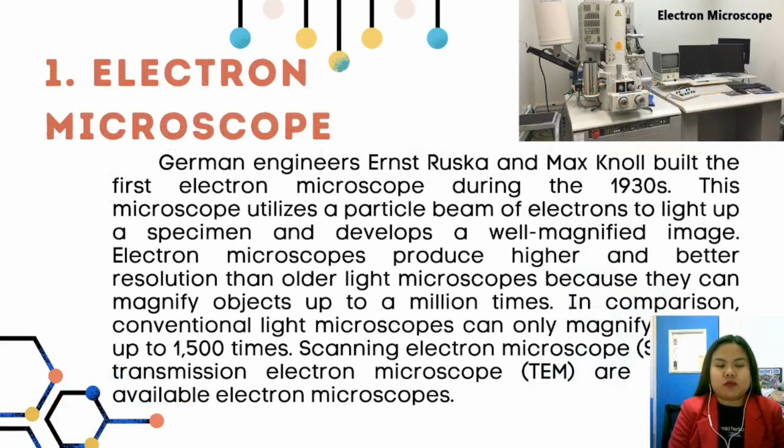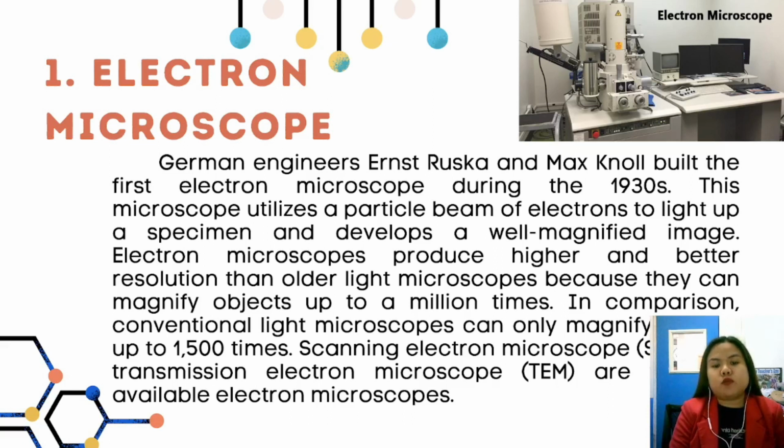Electron microscope. German engineers Ernst Ruska and Max Knoll built the first electron microscope during the 1930s. This microscope utilized a particular beam of electrons to light up a specimen and develop a well-magnified image.